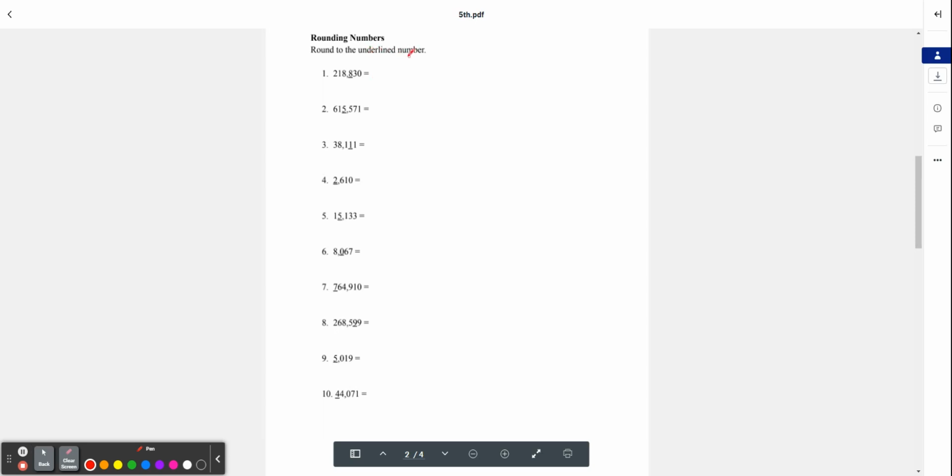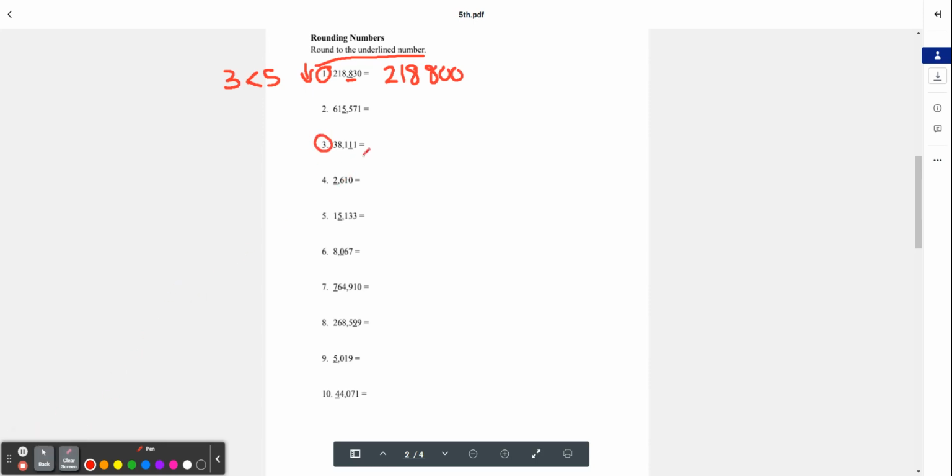Round to the underlined number. Let's try 1. So 8 is the underlined number. And to the right, we have 3. And 3 is less than 5. So we're going to round down. And we get 218,800 for our answer.